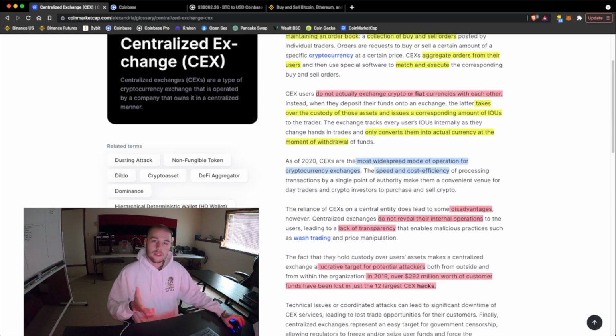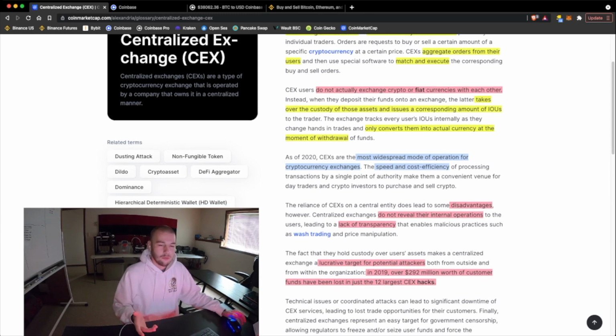Now, this brings some pros and cons with it. There's a reason why centralized exchanges are the most widespread mode of operation when it comes to exchanging, buying, or selling cryptocurrencies, and that's because of the speed and cost efficiency of doing so. It's a lot easier to interact with a centralized exchange, as we will soon see, than it is with a decentralized exchange, but that does come with some potential drawbacks.